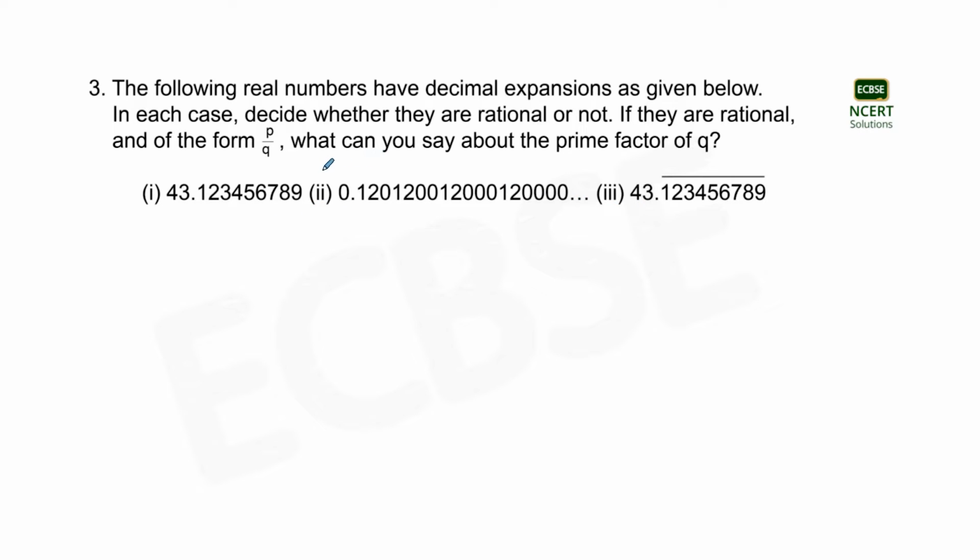So, as the question asks us to decide whether they are rational or not, let us first recall what rational numbers are. According to the definition, rational numbers are the numbers which can be expressed in the form p by q, where p and q are integers and the HCF of p and q is equal to 1, meaning they are co-prime numbers. These are the necessary conditions for a number to be rational.